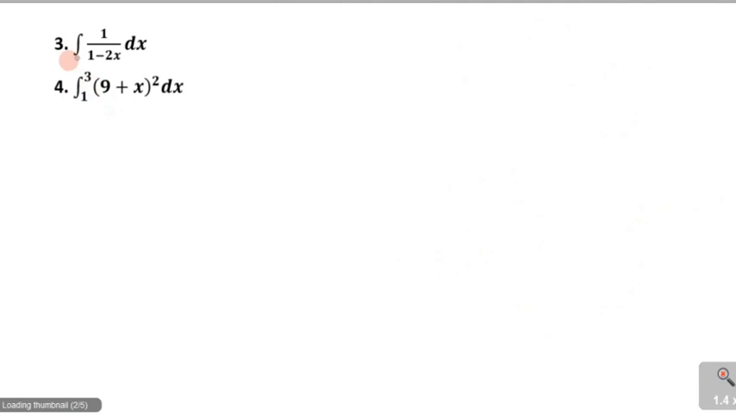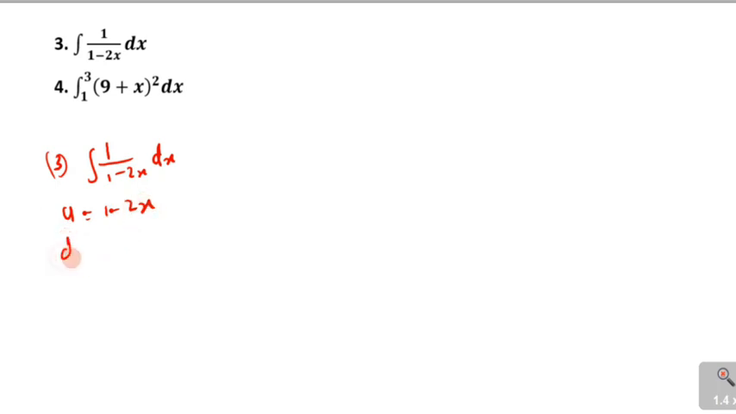So the next question, question 3, we have integral of 1 divided by 1 minus 2x dx. Again, we are going to use the u substitution. So for question 3, I'm going to have integral of 1 over 1 minus 2x dx. If I use the u substitution, my u is going to be equal to 1 minus 2x. Then I'll have to differentiate u with respect to x.